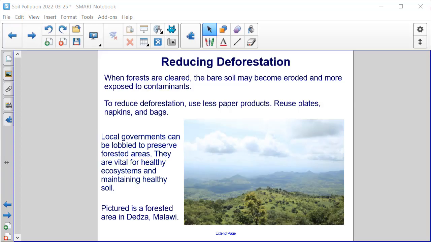Reducing deforestation. When forests are cleared, the bare soil may become eroded and more exposed to contaminants. To reduce deforestation, use less paper products. Reuse plates, napkins, and bags.